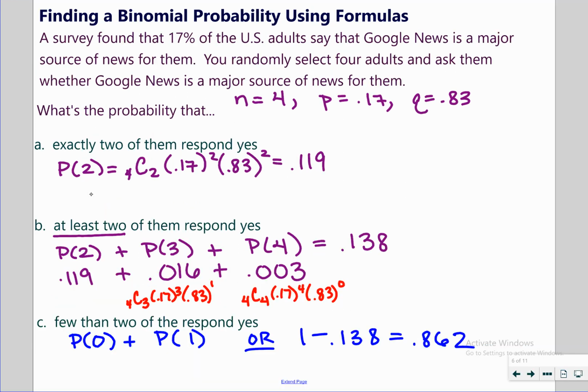Okay, there we go. So I put the work on there for B. For C, you can do the probability of 0 plus the probability of 1, but fewer than 2 is the complement of at least 2. It's everything else. And I already calculated at least 2, so the short version of that last problem is just do 1 minus your answer to part B.